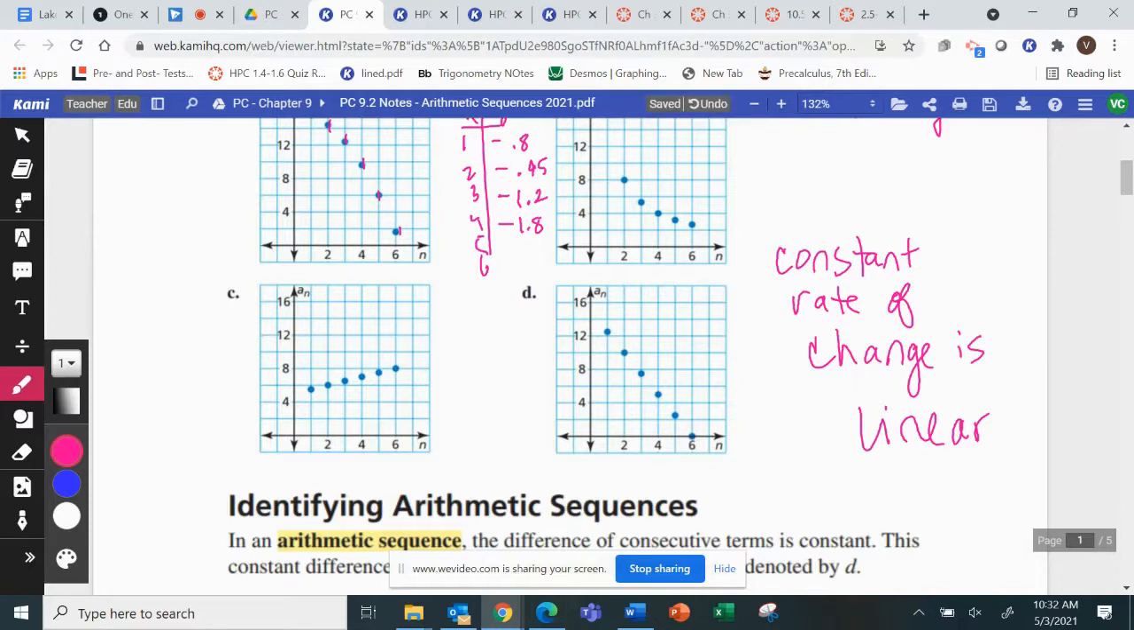So is D arithmetic or not arithmetic? Belle, what do you think? D. Yes. It makes a line. It's arithmetic.